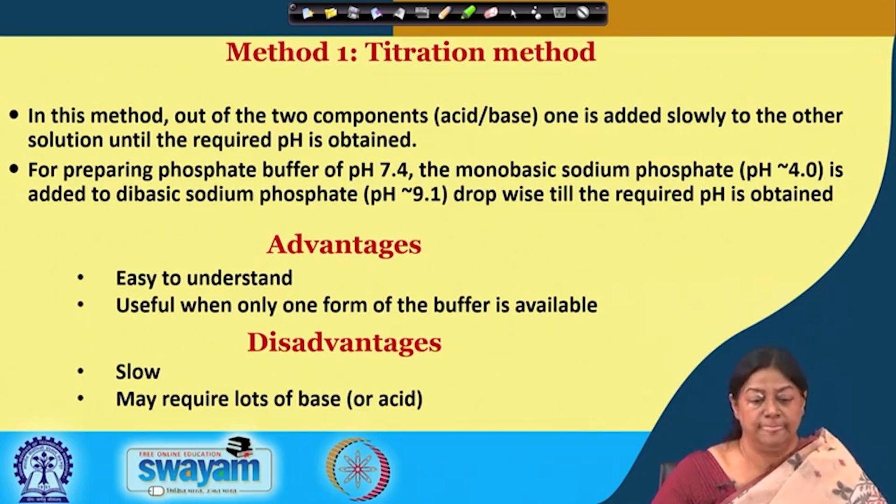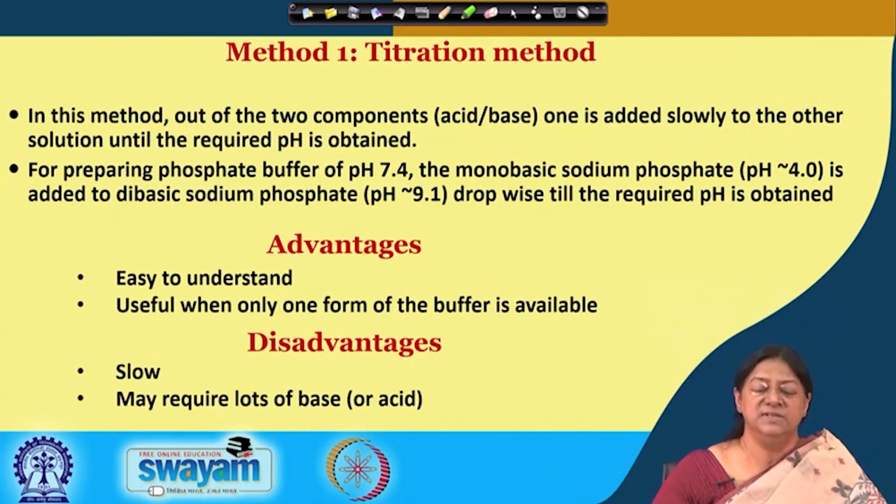In the titration method, out of the two components, the acid or the base, one is gradually added to the other solution until the required pH is obtained. For preparing, for example, the phosphate buffer of pH 7.4, the monobasic sodium phosphate is added to the dibasic sodium phosphate dropwise till the required pH is obtained.